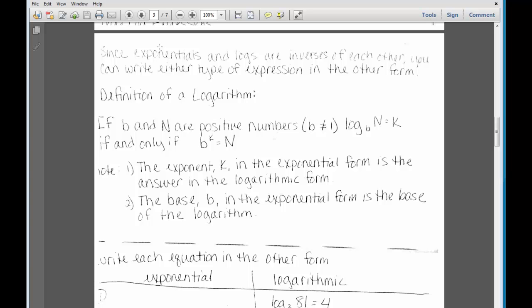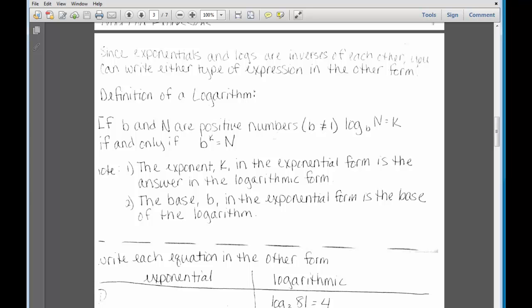The definition of a logarithm states if b and n are positive numbers, b is not equal to 1, then log base b of n equals k, if and only if b to the k power is n. The exponent k in the exponential form is the answer in the logarithmic form. The base b in the exponential form is the base of the logarithm.